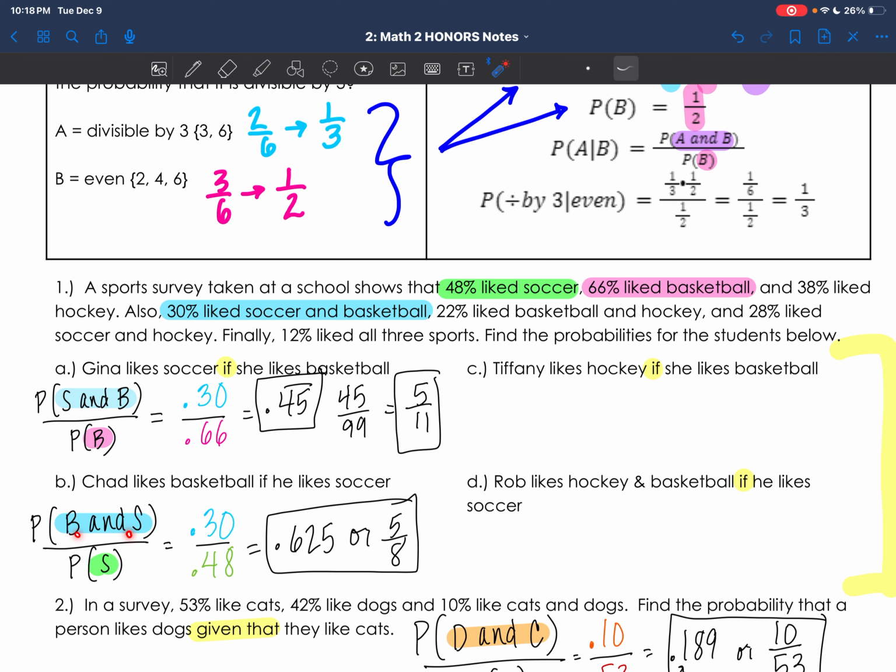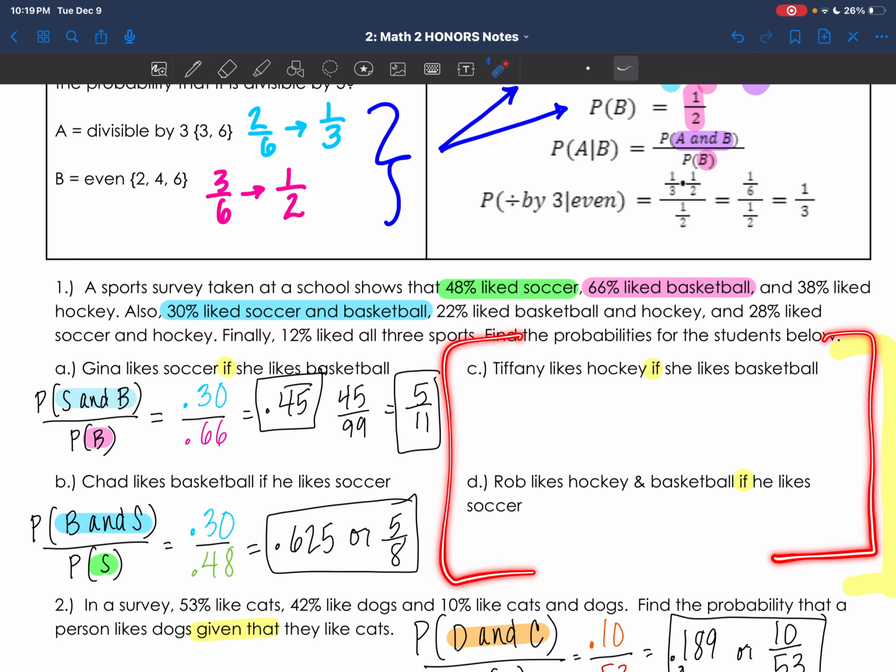Now it says Chad likes basketball if he likes soccer. So first we need to find the probability of basketball and soccer. Here we go, it's 30%. But since it says if he likes soccer, this is given he likes soccer, so the 48% is going to be your denominator. Go ahead and combine those two. You can write it as a decimal or as a fraction. Either is fine.